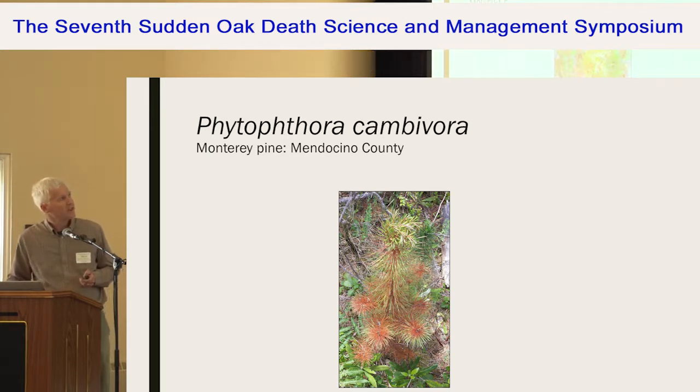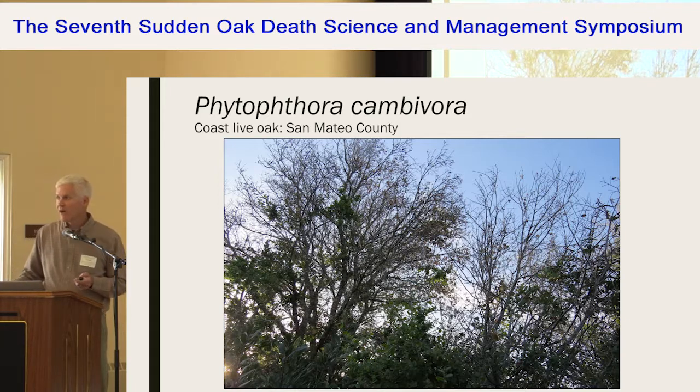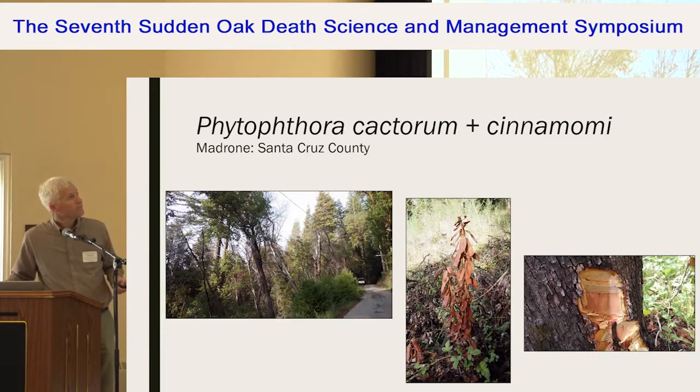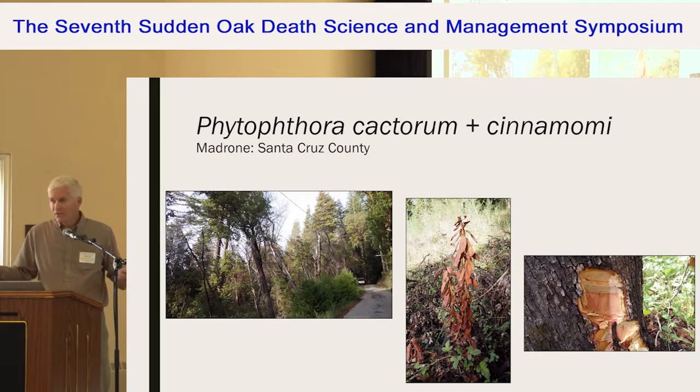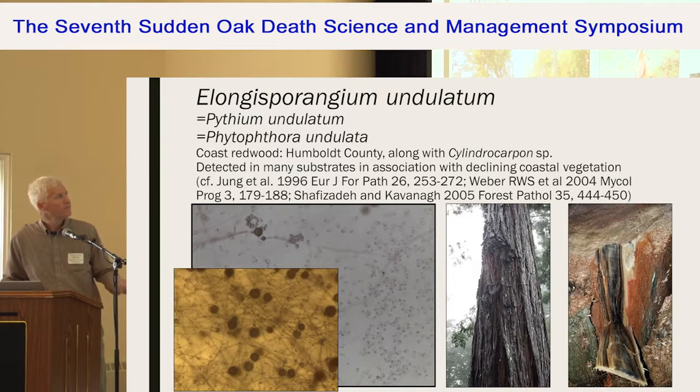Last few slides, Phytophthora cambivora. This is a Monterey pine seedling. This is another picture from Ted and Liz on coast live oaks down in San Mateo County. Cambivora we find very widespread in soil up in Humboldt County. And then, of course, the situations where more than one is ganging up. And I'm sure that I usually miss these situations, that there are often other Phytophthora species that I'm not catching.